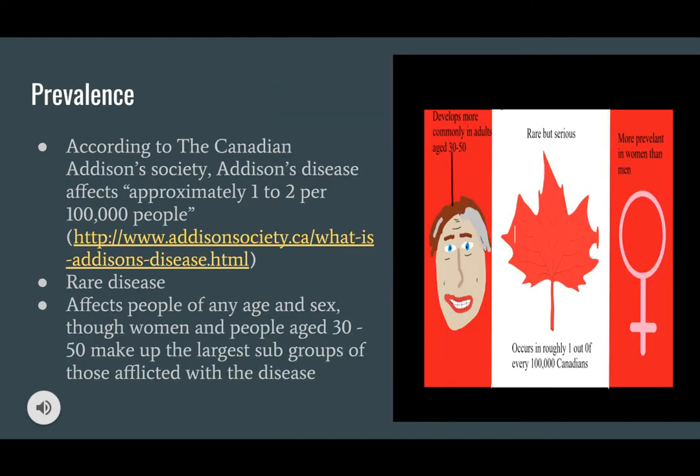Addison's is considered to be a rare disease that only affects 1 to 2 per 100,000 people in Canada. It can affect people of any age or sex, although it's more prevalent in women and in those aged 30 to 50.